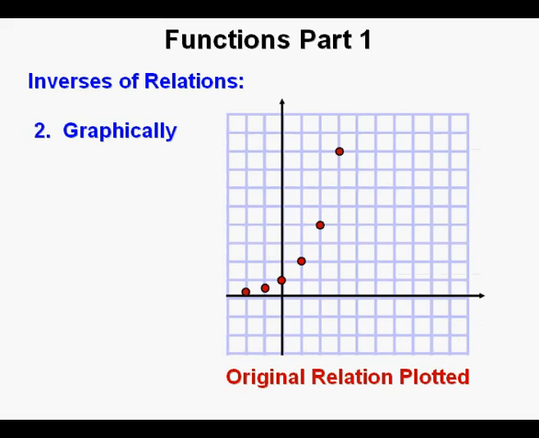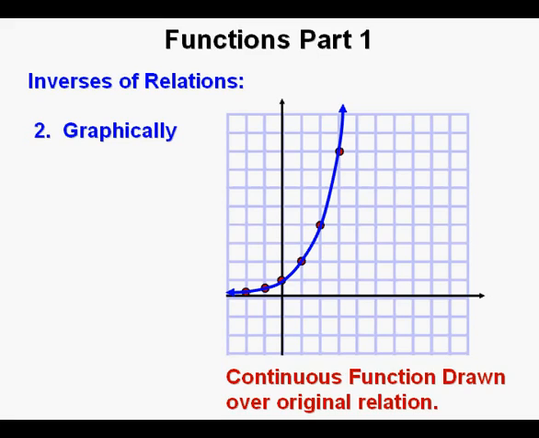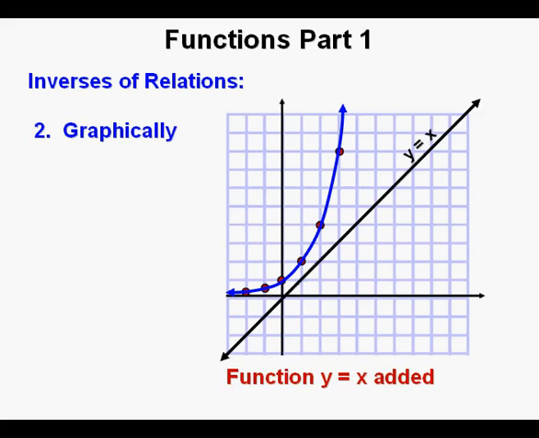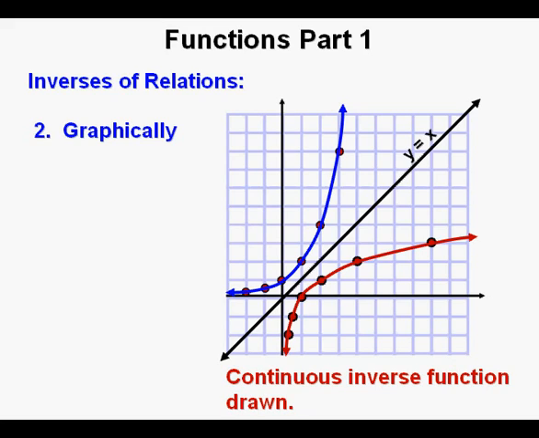Now we'll look at graphically. Here we have plotted the points we looked at earlier in our numeric analysis of inverses. Now here's the graph of the continuous function used to determine the input and output values. Now here's the function y equals x plotted on the same coordinate plane in black. The graph of an inverse relation is the graph of the original points reflected about the line y equals x, and here are the inverse points plotted as reflections about the line y equals x. And here's the graph of the continuous function containing these inverse points in red.